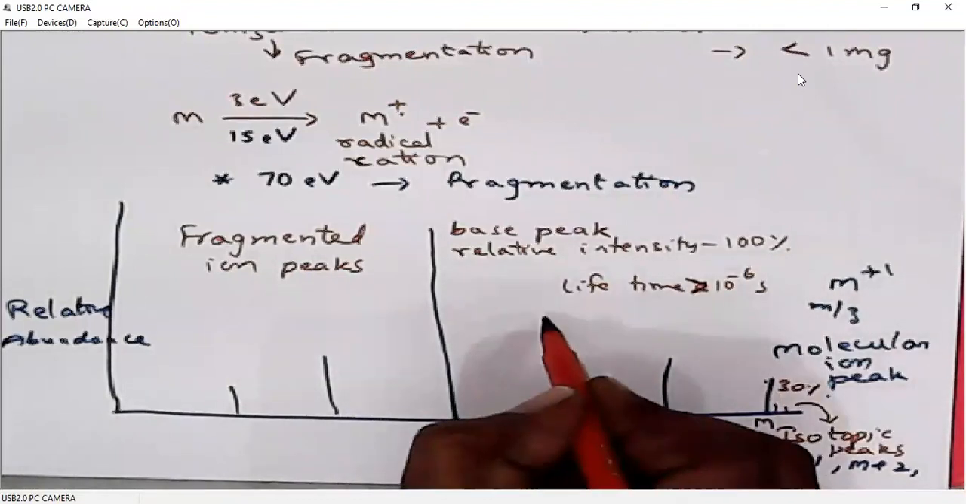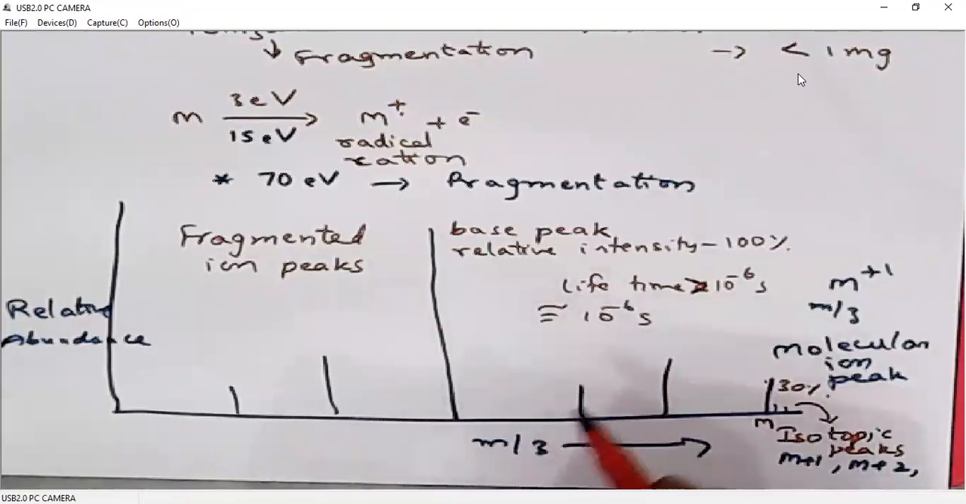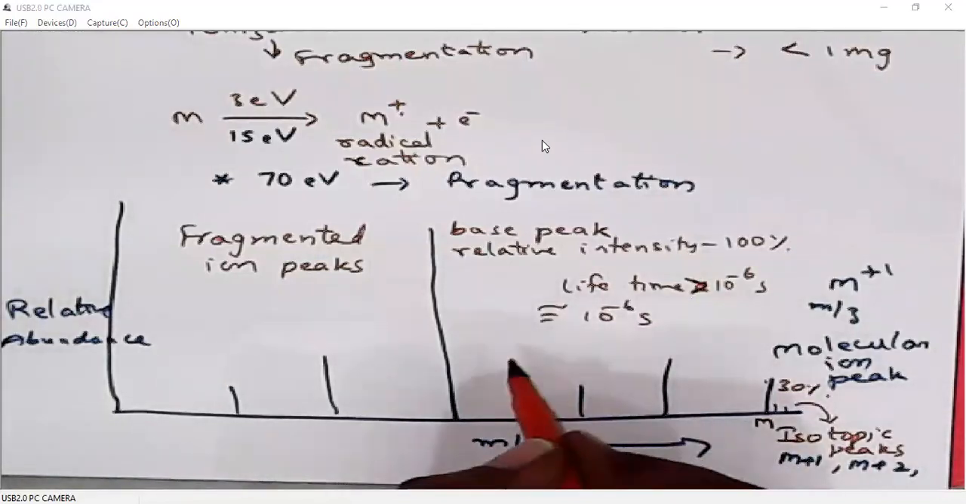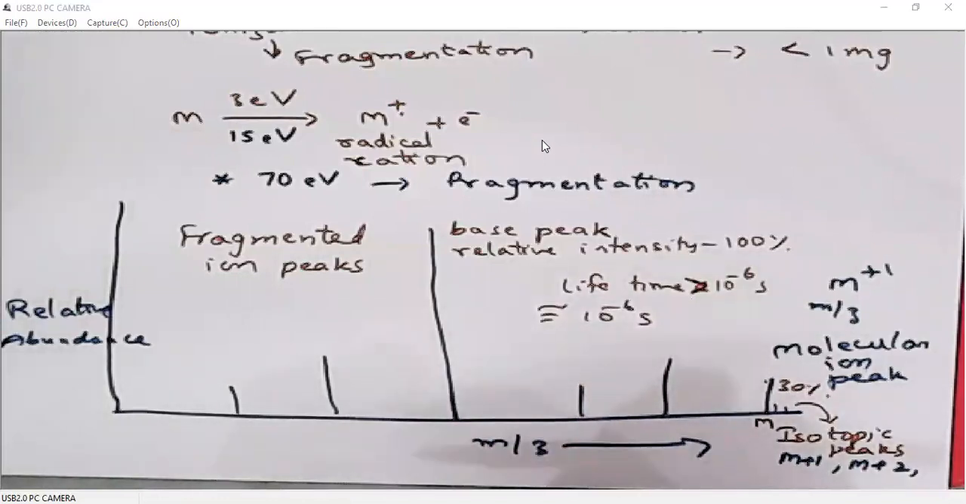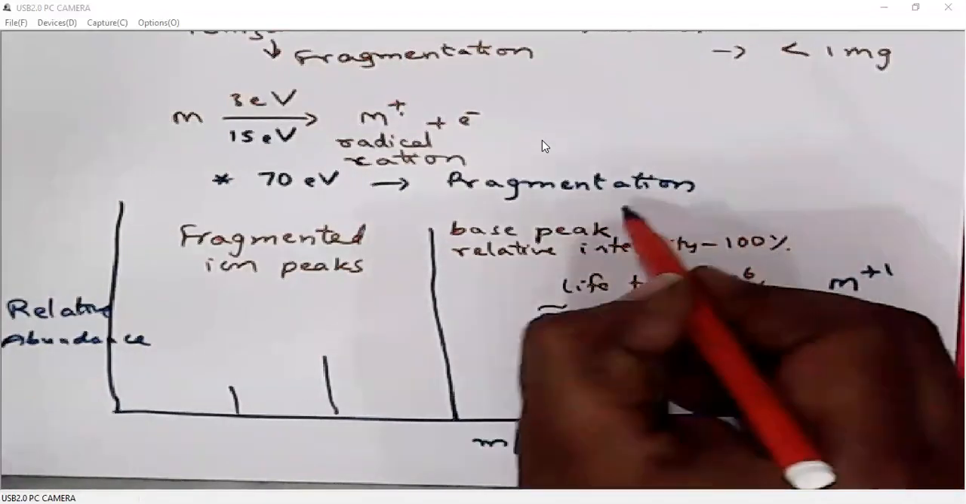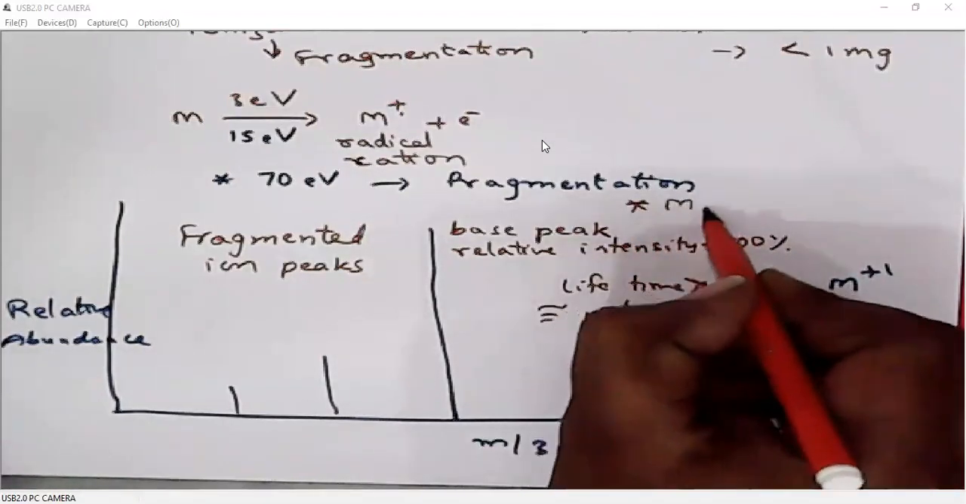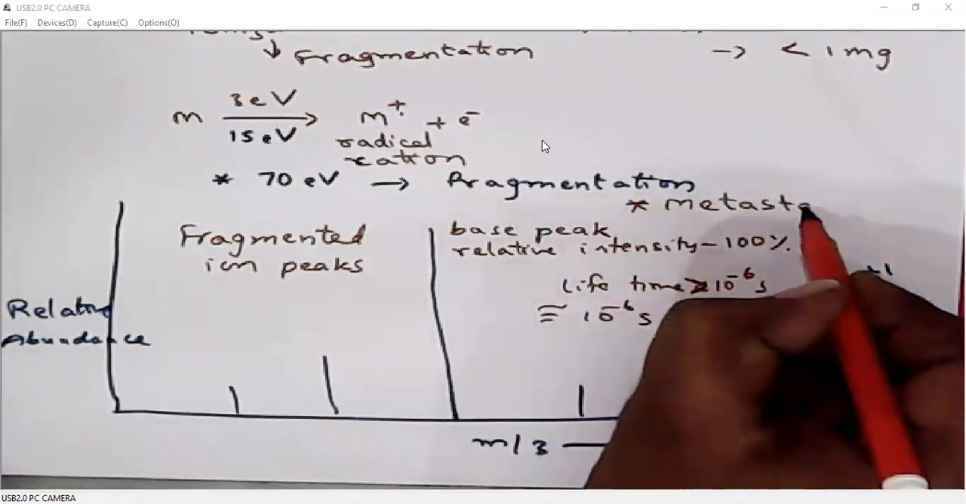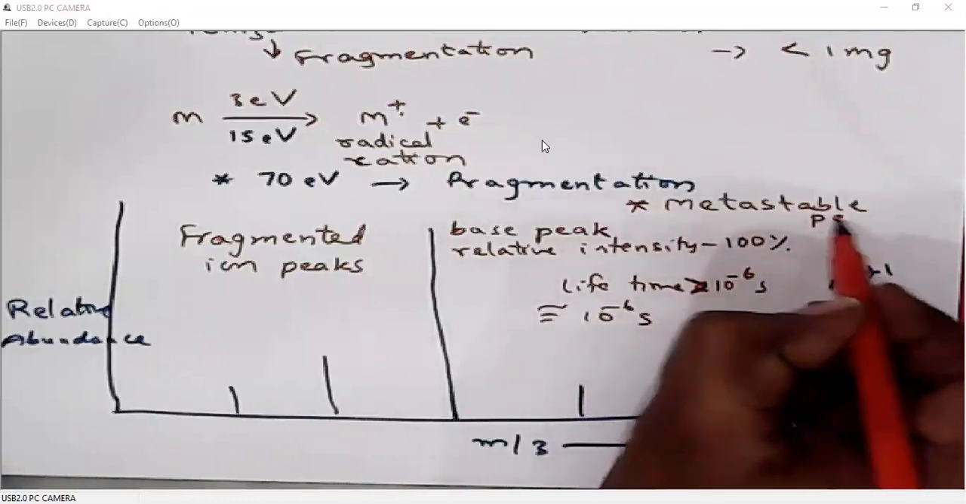If the lifetime is around 10 power minus 6 seconds, then the generated fragment ion cannot reach the detector. So in between, it will undergo disintegration further. Such peaks are called metastable peaks.